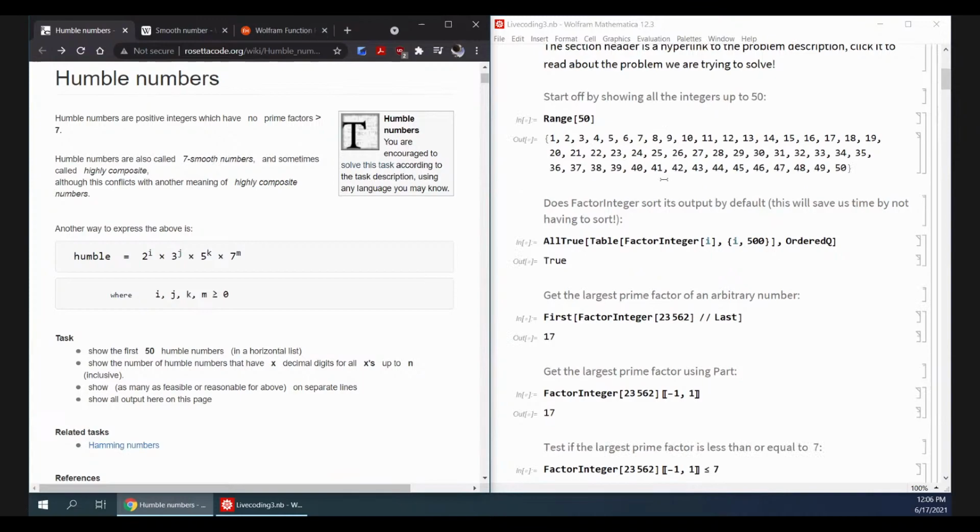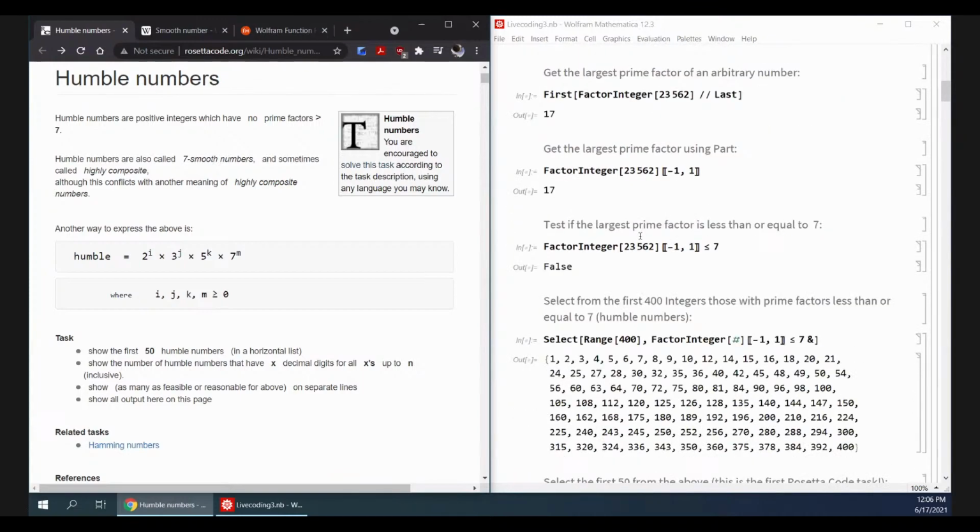Yep. And the way that we were testing for them at that time was by factoring some integer. This is just some integer. And then this is the way that you can get its largest prime factor. It's the last and then the first. And so this whole thing here is the greatest prime factor of some number. And then we were testing whether it's less than or equal to 7.